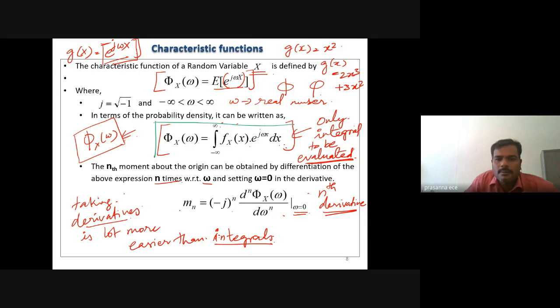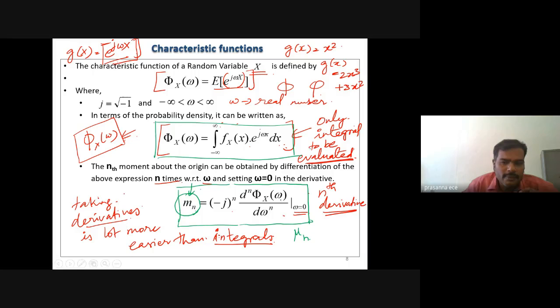So this one and this one. This is the formula for finding out the nth moment about the origin. Note that this is not mu n, this is mn. This is the nth moment about the origin. Why are we not giving a formula for mu n? Why only for mn? Yes, why don't we have a formula for mu n?